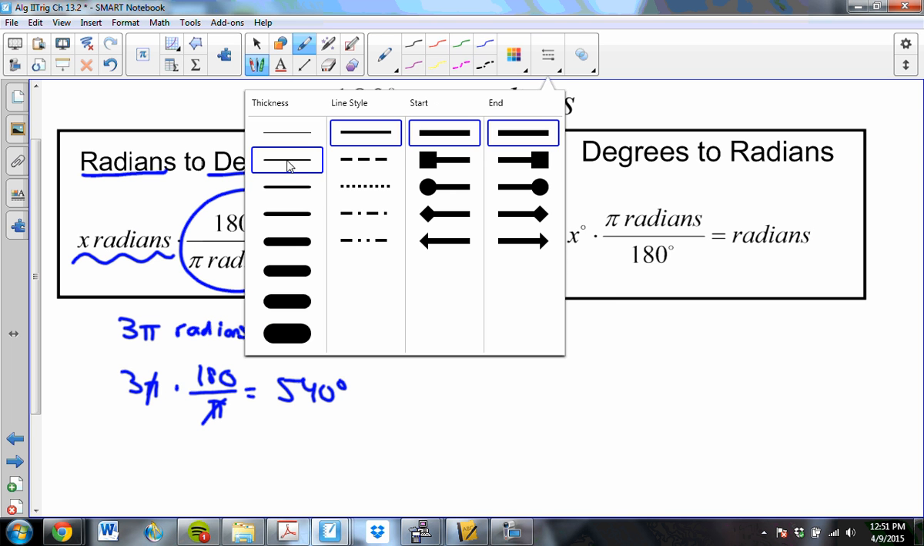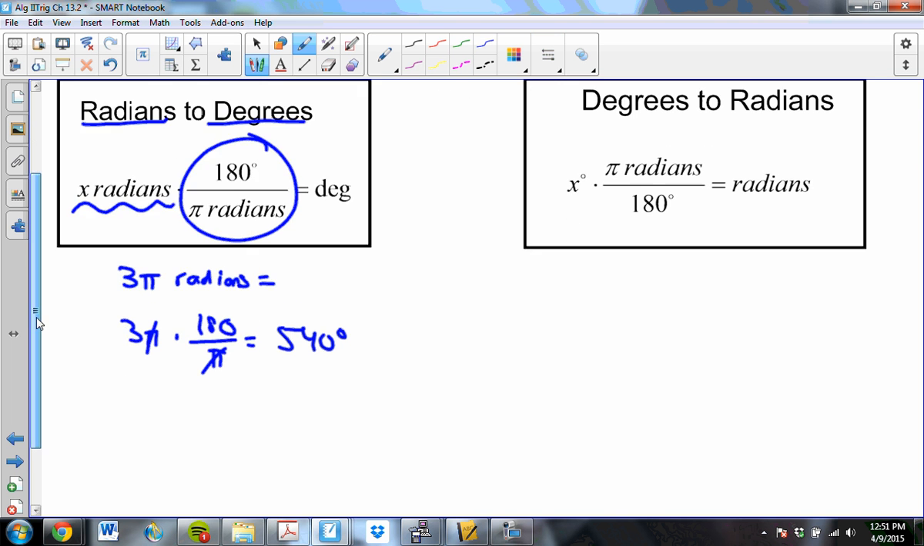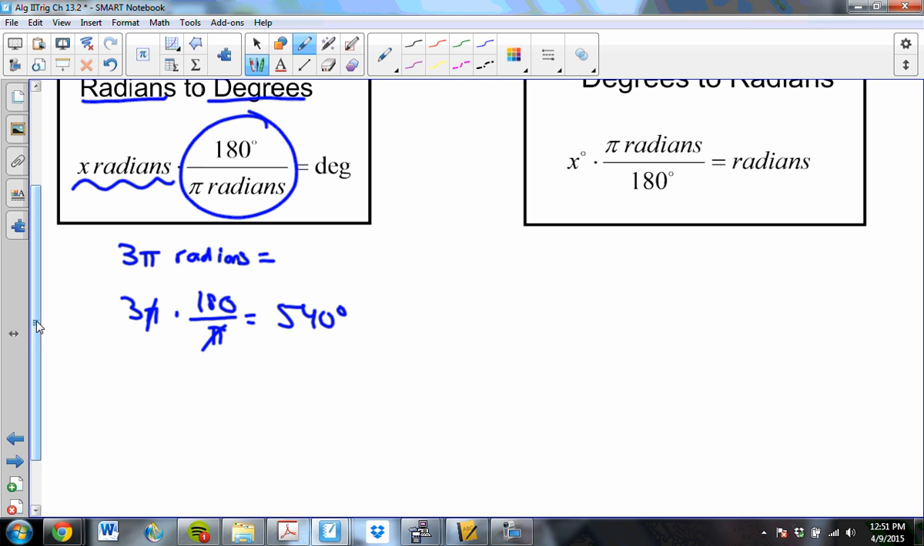And I'll use a number that doesn't have pi in it, even though we don't do that very often, if I had like 1.5 radians. Well, remember, 6.28 is about a whole circle. 2 pi is about 6.28. So 1.5 is going to be about a quarter of a circle. So I expect this to be around 90 degrees.